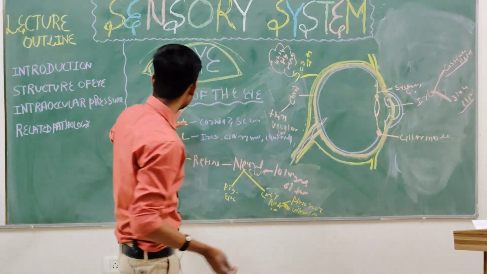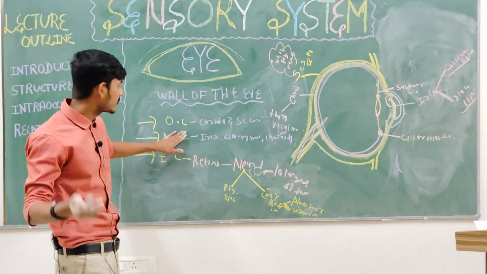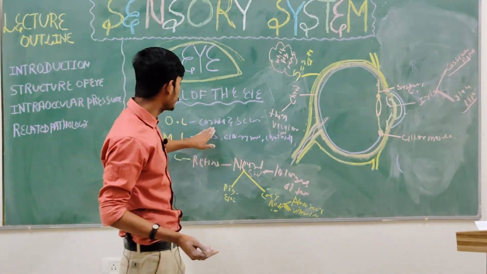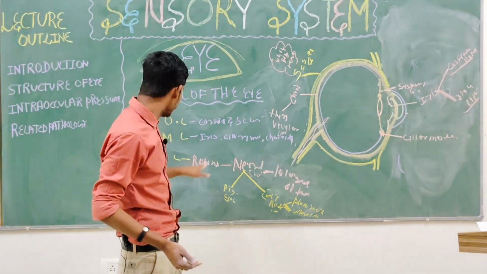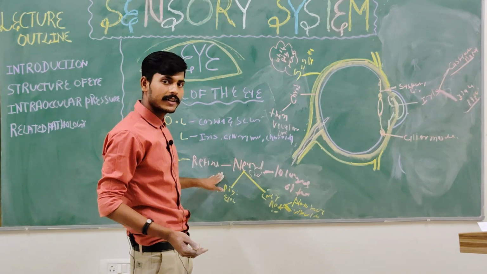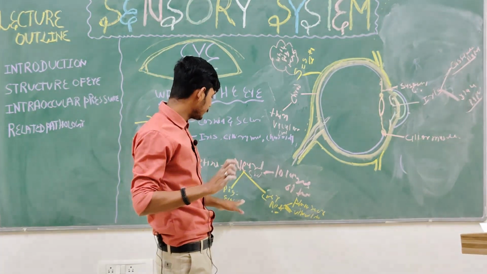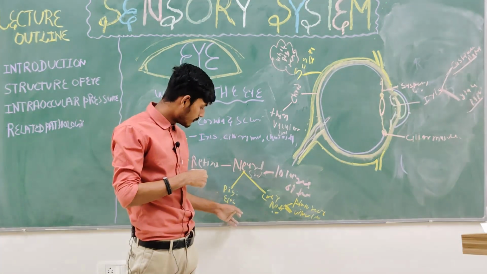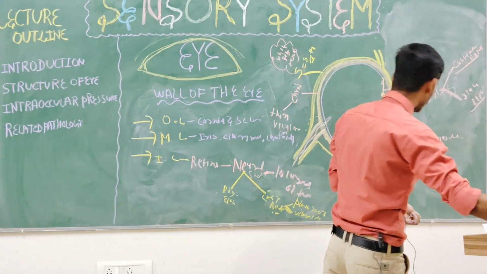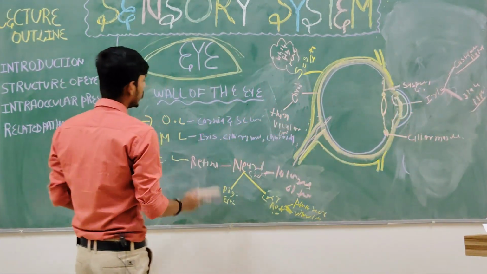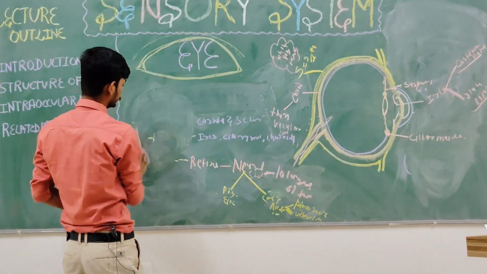Once again, we discussed the wall of the eye. There are three layers. The outer layer consists of the cornea and the sclera. The middle layer consists of the choroid, ciliary body and iris, and the inner layer consists of the retina. The retina further consists of 10 layers, but we mainly focus on the first and second layers, the pigmented epithelium and the cones and rods. Move ahead and describe the fundus oculi.